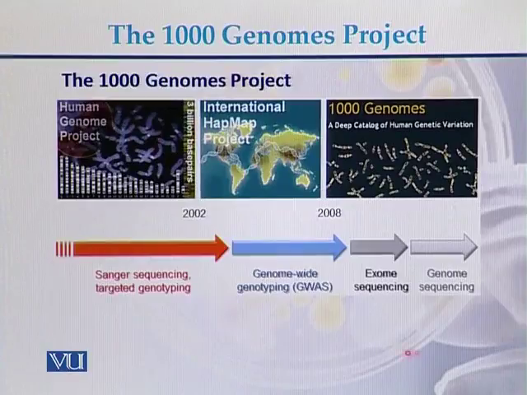Here is the history of the 1000 Genomes Project. Initially, the Human Genome Project was sequenced by 2002. Then there was a project, the International HapMap, that was completed by 2008. And from 2008 onward, the project launched which is called the 1000 Genomes Project.